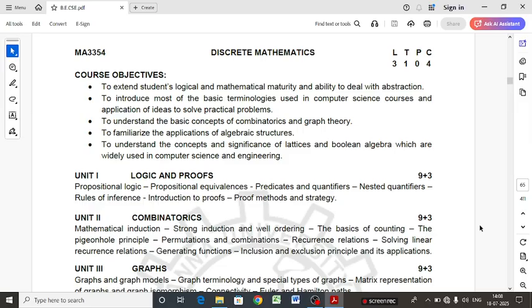Next one, rules of inference. These rules, such as modus ponens and modus tollens, allow us to draw conclusions from the premises and are essential for logical reasoning. Next, predicate and quantifiers. Predicates express properties or relations, while quantifiers specify the scope of these properties and relations. Validity of arguments. An argument is valid if its conclusion follows logically from its premises, and it is sound if it is both valid and has true premises.